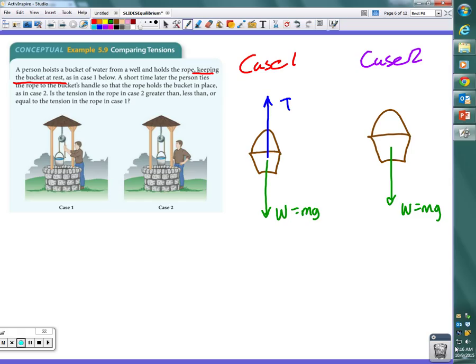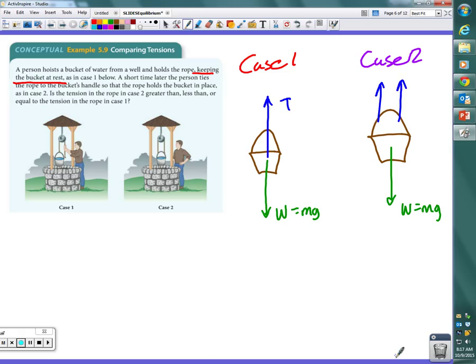But there is one other difference though, right? What's the difference between case 2 versus case 1? There's two tensions, right? Yeah, it's the same rope, but that same rope is pulling upward on that bucket two times. Does that make sense? All right? So, when we draw in those tensions, now we have two tensions.